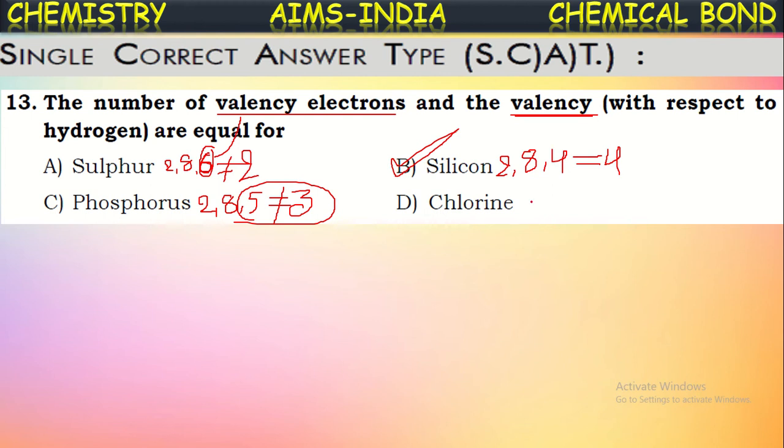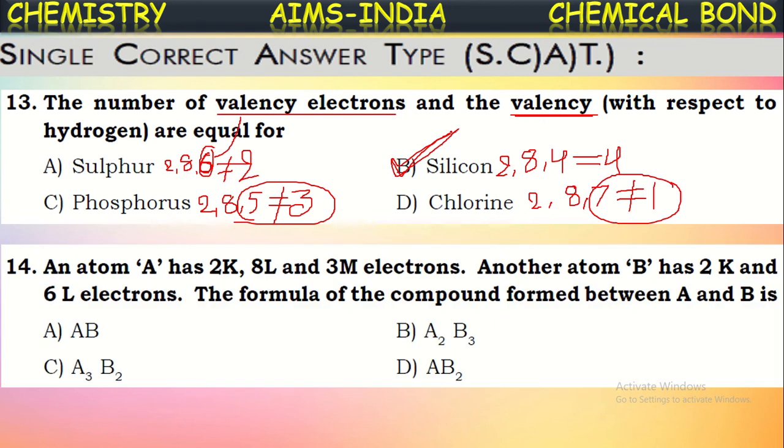But if you see chlorine, it has atomic number 17 and its configuration will be 2, 8, 7. So the number of valence electrons is 7, but its valency will be 1 because it will either accept one electron or it will share one pair of electrons. So its valency is 1. So valence electrons are not equal in the case of chlorine also. Only in the case of silicon it is true. It is equal. Okay. Next one.